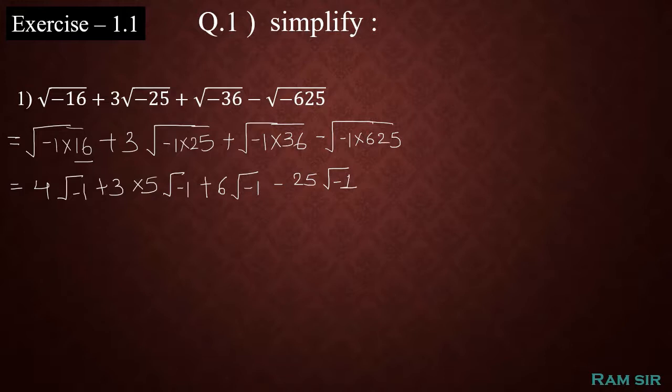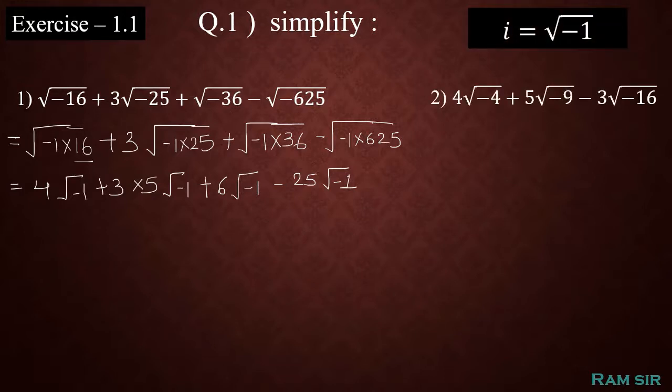So root of minus 1 will be replaced by i. So we'll get the next step as 4 into i. Remove root of minus 1 and write i. 3 into 5 is 15, with i, plus 6 times root of minus 1, whose value is i, minus 25 and root of minus 1, whose value is i.